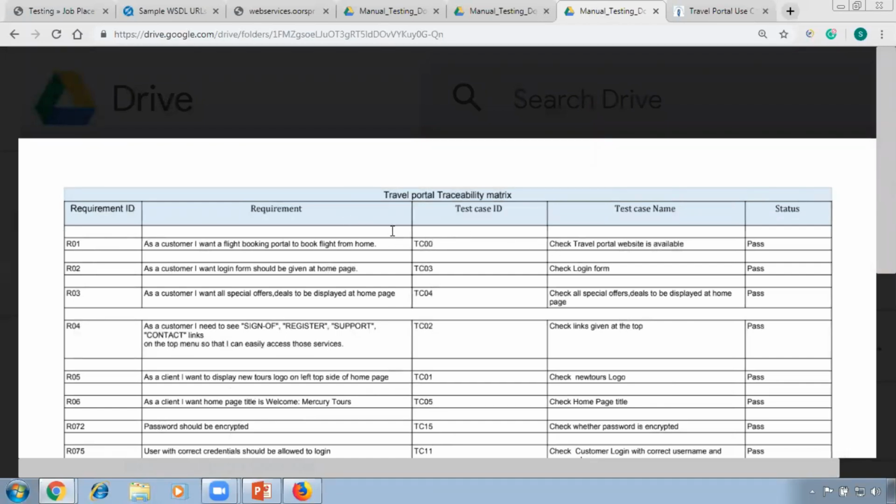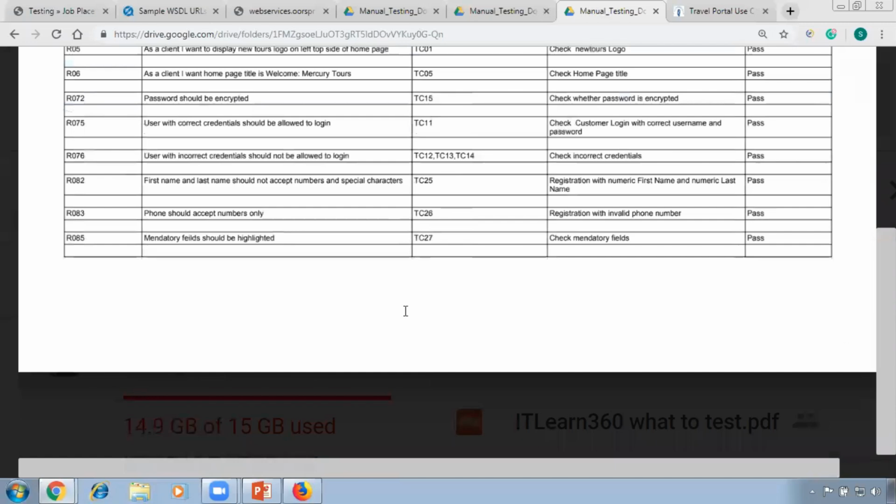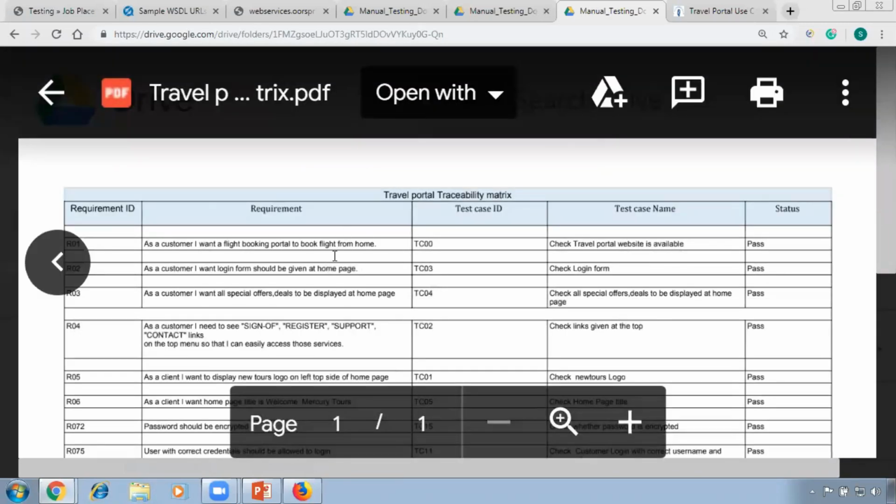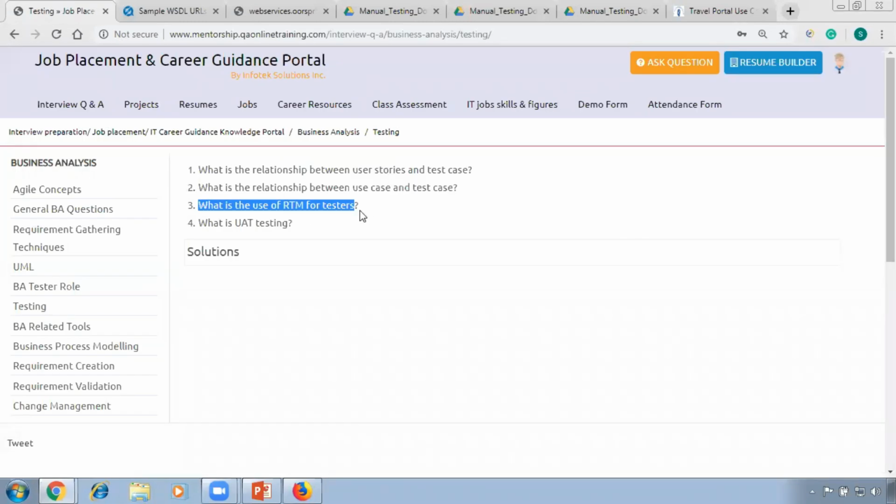By directly looking at it, I can understand test case 003 is directly coming. Where is 001? Test case 01 is here. Like this, you can directly understand which test case is missing or which requirement is missing. So it provides a clear mapping between the user stories and the test cases.